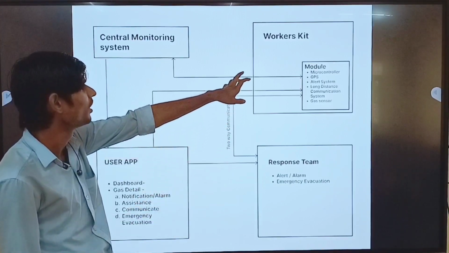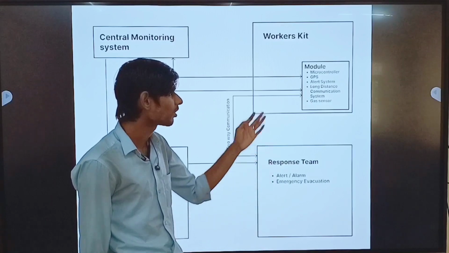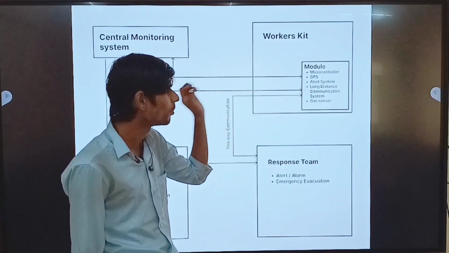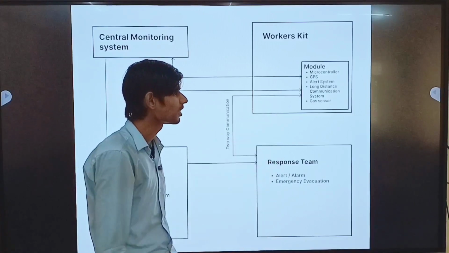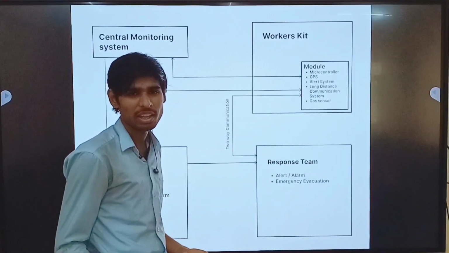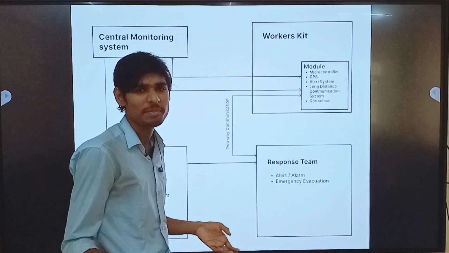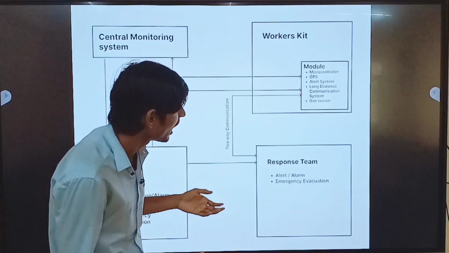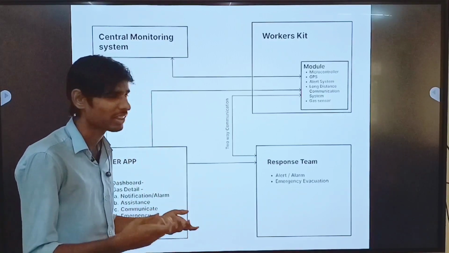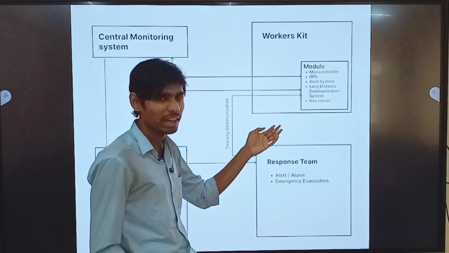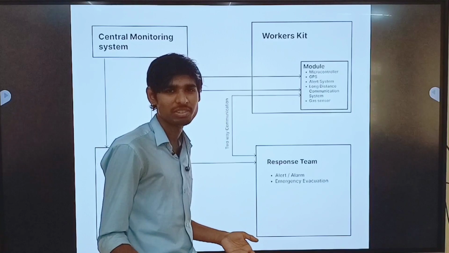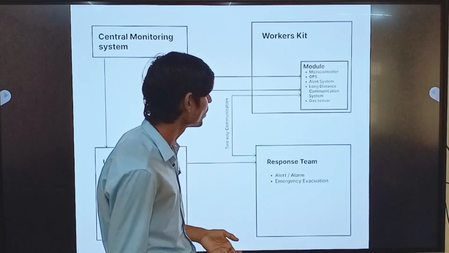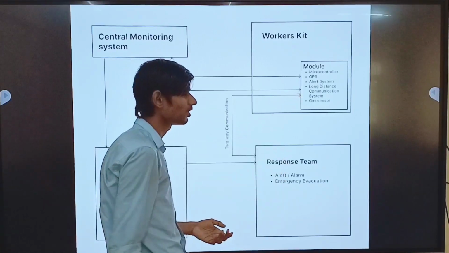In our worker kit we have a microcontroller which basically controls all the modules. We have a GPS module and the alarm system to alert the worker about gases. If there is any hazardous gas, this will ring so that the worker will be alerted about the gases. And we have a long distance communication system.